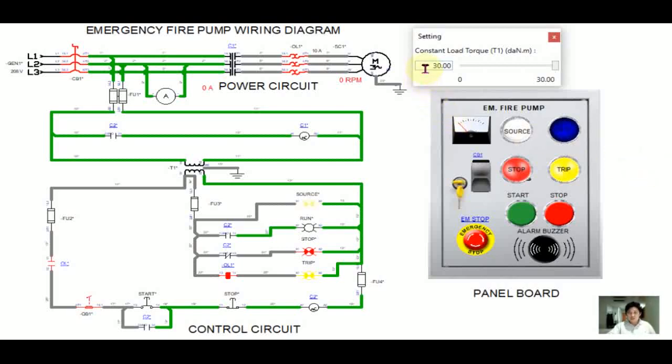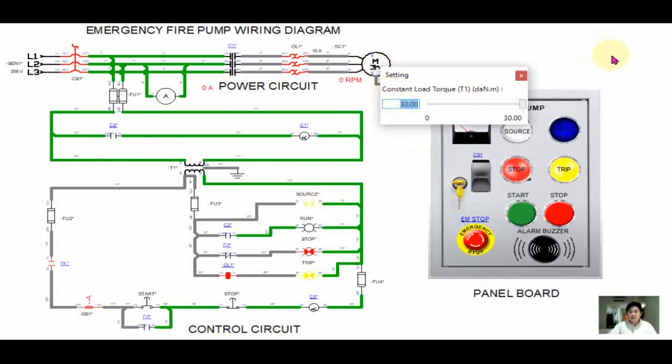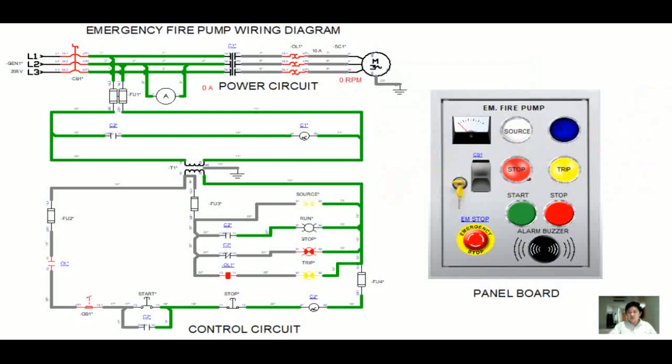So now I will put it back to normal. So I conclude that this power circuit and control circuit of the emergency fire pump wiring diagram is correct, because I simulated here, there was no problem. So it is working properly, as well as the simulation of the overload trip.